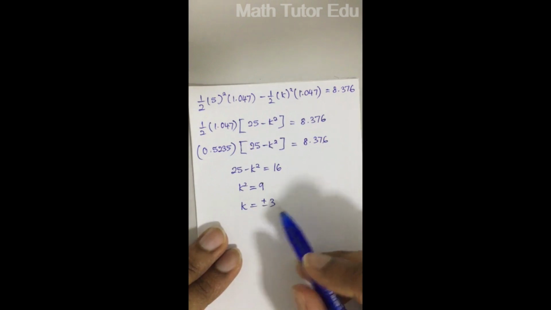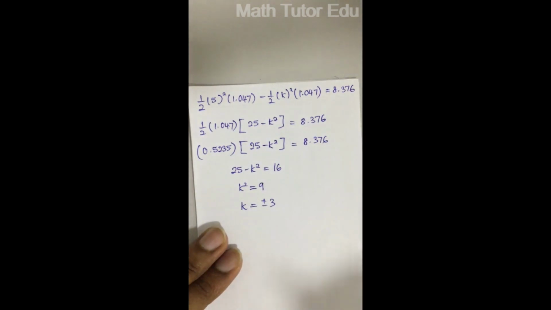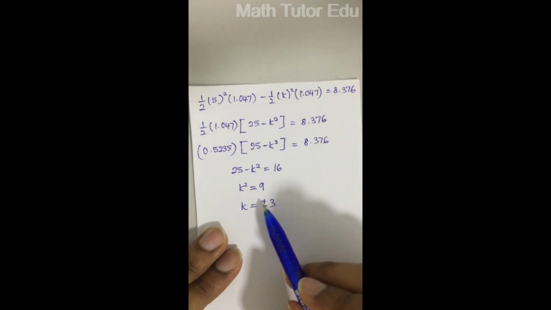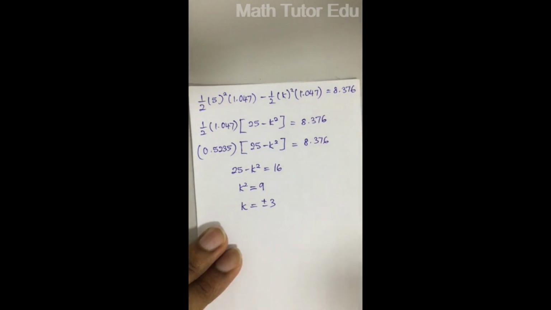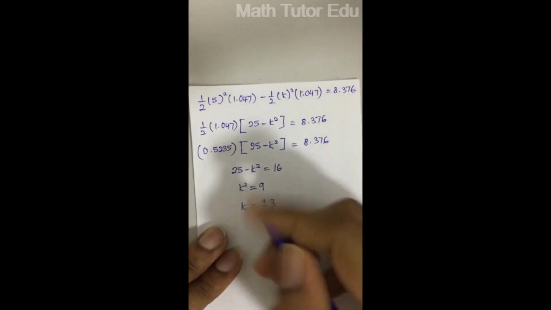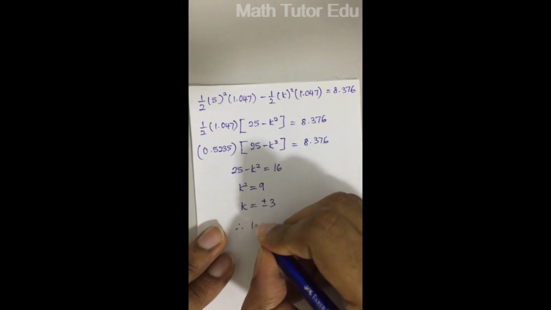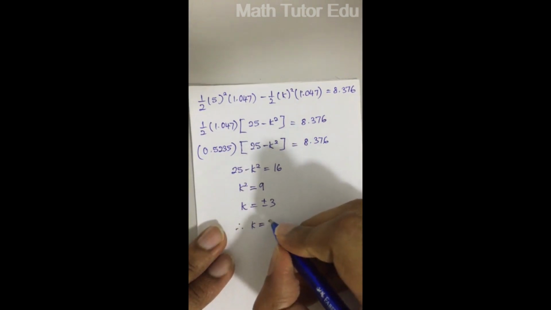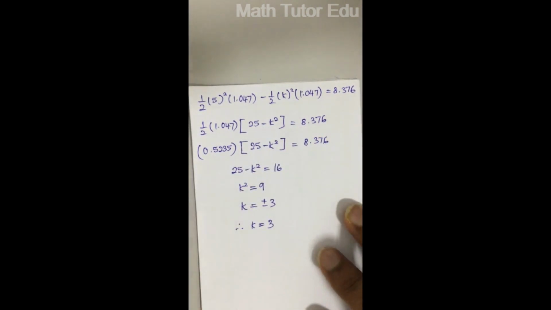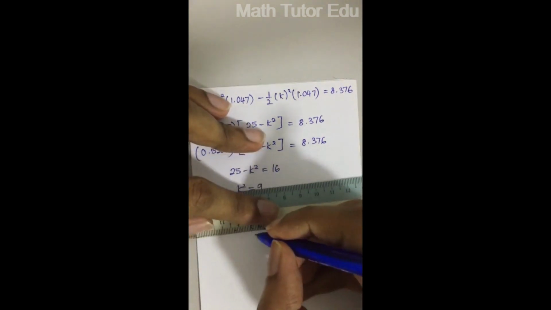Okay, either positive or negative, but since we are dealing with the circular measure and we are dealing with the radius, it is understood that your radius should be a positive value and your radius can never be a negative value. Hence from here your k have to be equals to 3. Okay, so this is the answer for k.